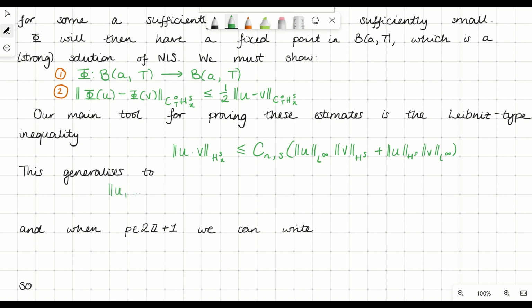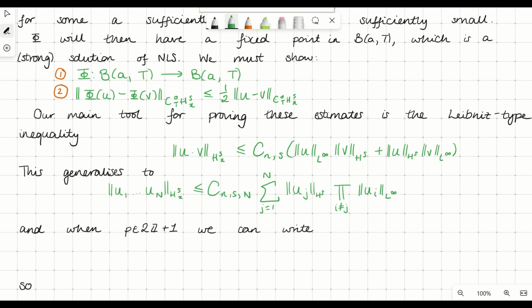So then we'll have the product u_1 up to u_N in H^s is bounded by, again, some constant, which is now also going to depend on capital N, times the sum over j equals 1 to N of the norm of u_j in H^s multiplied by the norms of all the other u's in L infinity. So each time one of the u_i's goes into H^s, all the others go into L infinity, and you can easily check this follows from the above inequality.